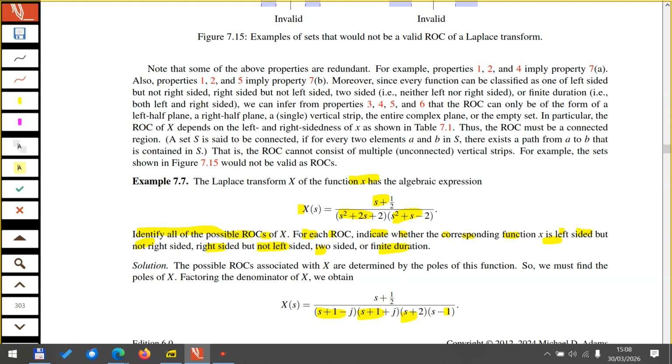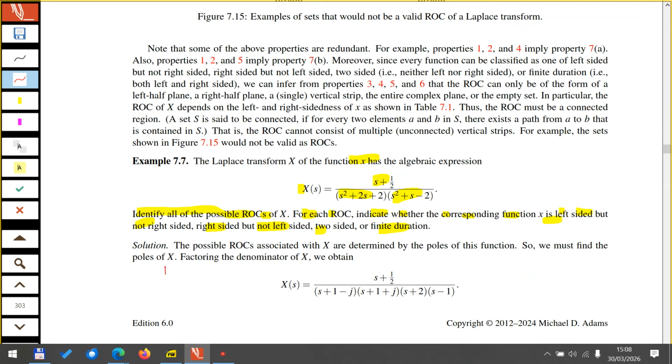So we are now having the poles. Let's have the poles here. This one is a zero, so we just have a zero here. S minus 1 is one pole. S plus 2 is this pole. This will be S plus 1 minus j, and it will be S plus 1 plus j. We have four poles and one zero. So we start with this one.